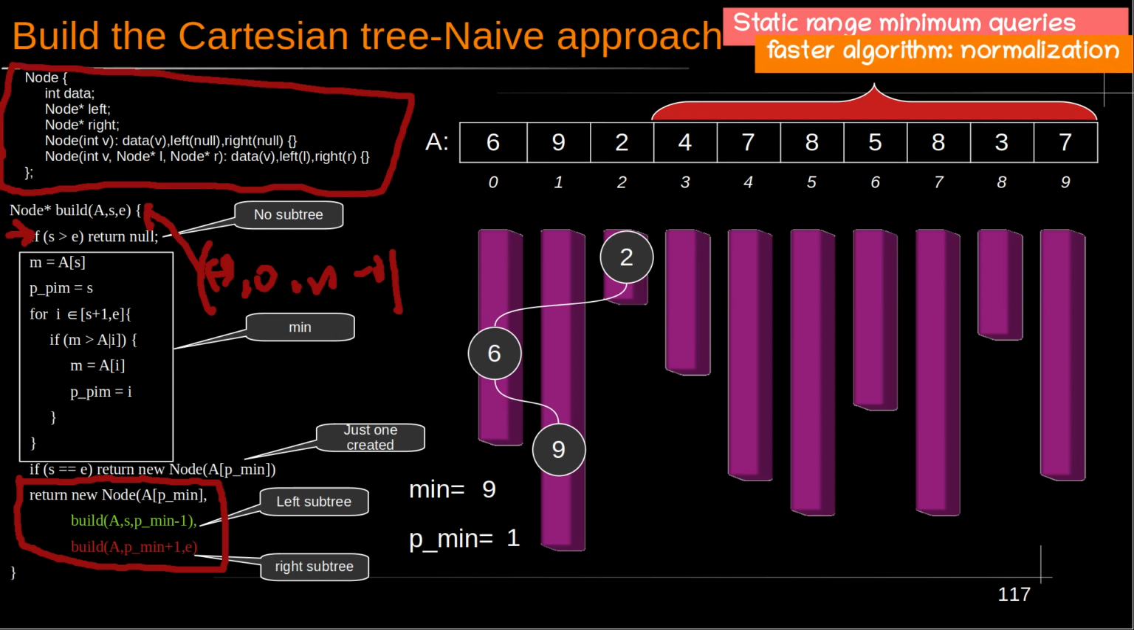Now we come back to the right subtree of 2. We assume that the minimum is 4 at position 3, and we check the rest of the elements. Is 4 greater than 7? No. Greater than 8? No. Then 5, no. Then 8, no. Then 3, yes. So the minimum will be 3 at position 8 for that part of the tree. Is 3 greater than 7? No. So we're going to return that node and build the left subtree, in green, of that node and the right subtree in red.